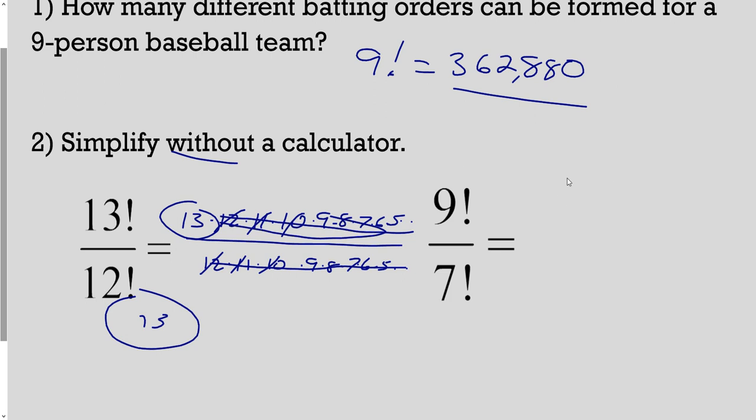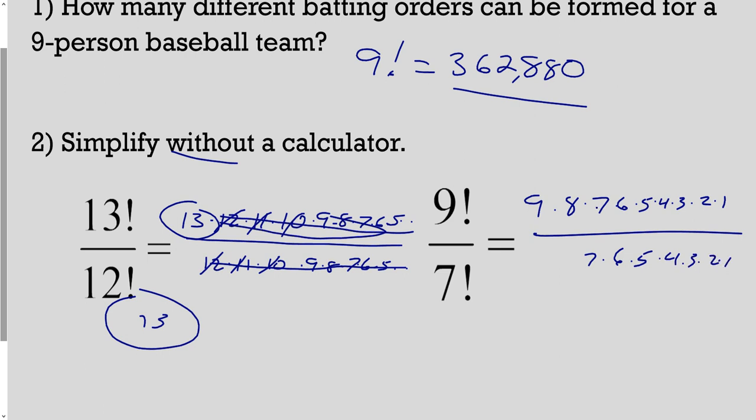Okay. So you can see this is going to happen with the 9 and the 7 too, right? We're going to have 9 times 8 times 7 times 6 times 5 times 4 times 3 times 2 times 1. And the denominator, 7 times 6 times 5 times 4 times 3 times 2 times 1. From 7 and down, those numbers are in the top and bottom. So whatever this number is, it's in the top and bottom. I can factor it out, leaving 9 times 8, which is 72.